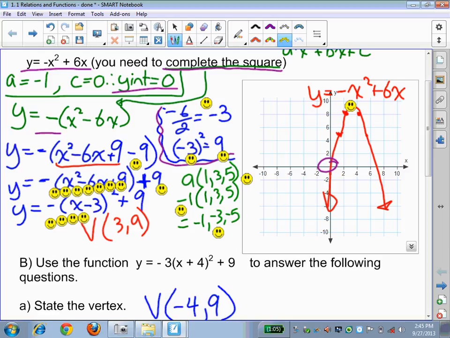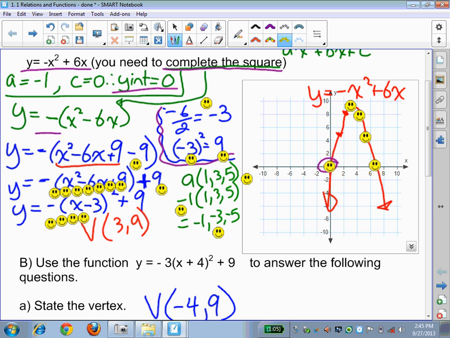So as I move left 1, I go down 1. As I go left 1 more, I go down 3. As I go left 1, I go down 5, and it gets us to the y-intercept. If I go to the right side of the vertex, I go over 1, down 1, over 1, down 3, over 1, down 5. Okay?